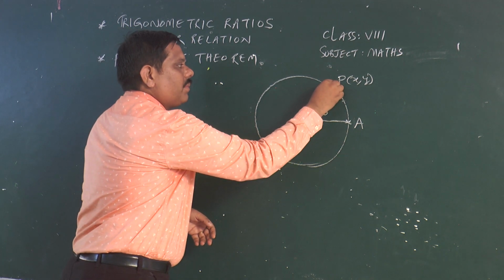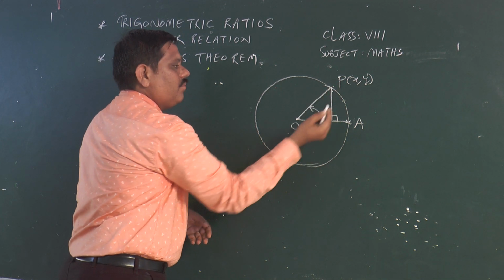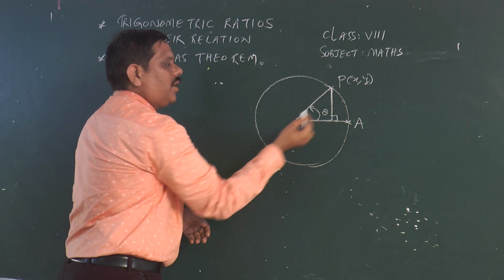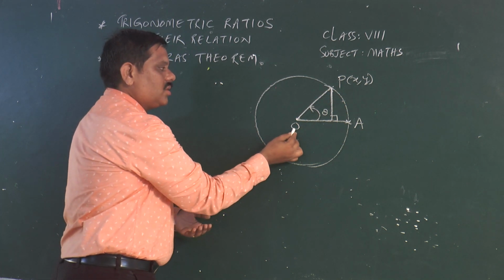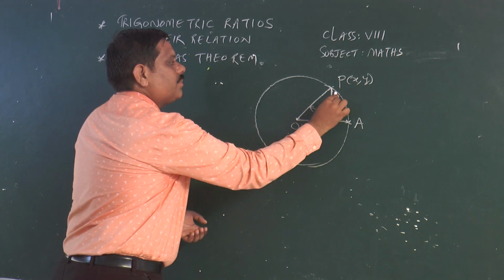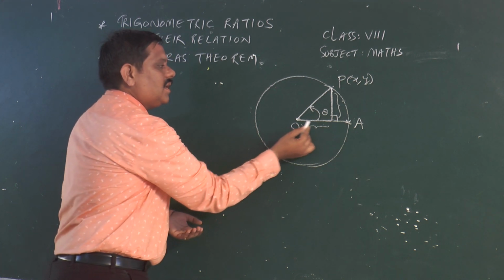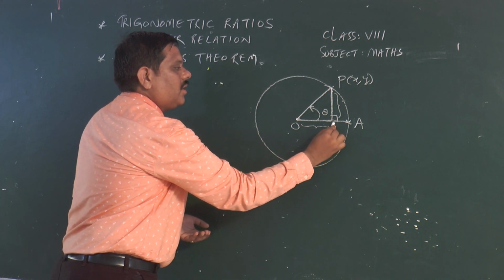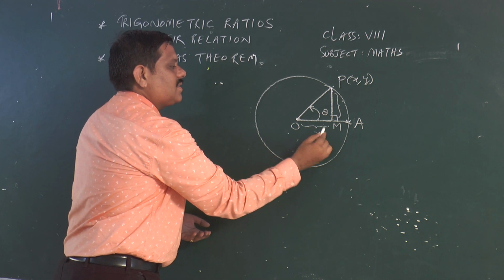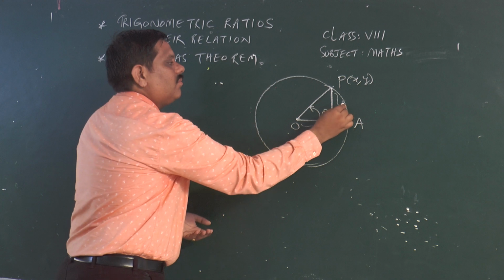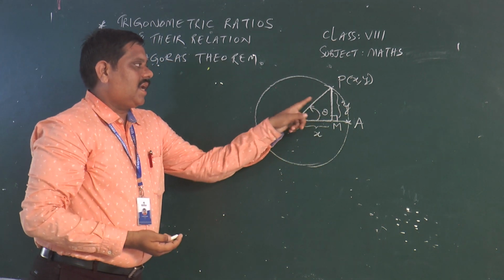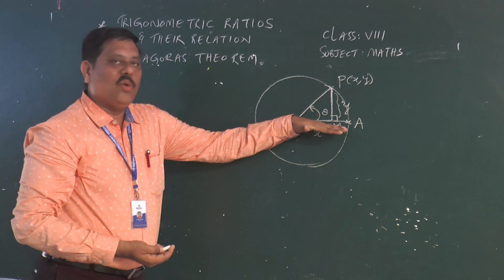Now let me draw a perpendicular on this OA. Now this is the horizontal component and this is the perpendicular component, as O stands for the origin. Now this particular length and this particular length, let us take. This is the length from O to this particular point, let us call it M. O to M is what we call x, and P to M we call y. And theta is the angle described by OP with OA.